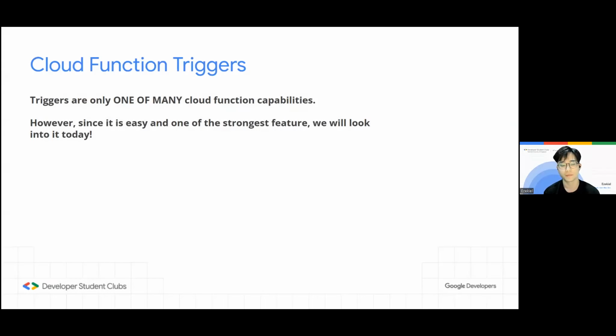Okay, so we'll be doing cloud function triggers today. They are only one of many cloud function capabilities. Like I said earlier, we can do asynchronous calls and a lot more. You can even do cron jobs if you want, I guess. But today we just look at triggers because they are the most straightforward and the strongest.